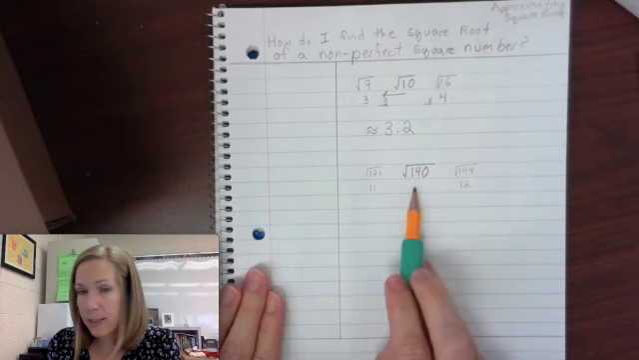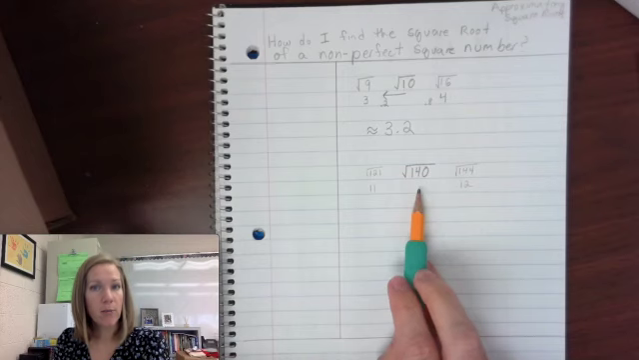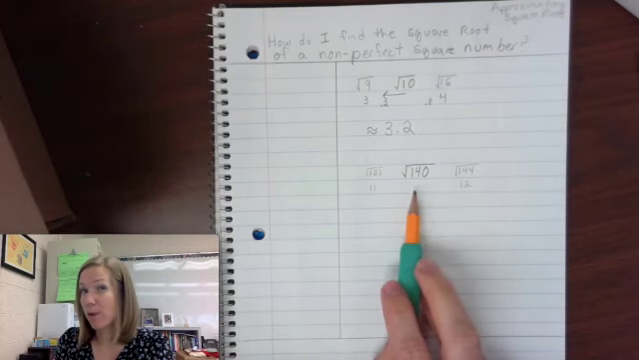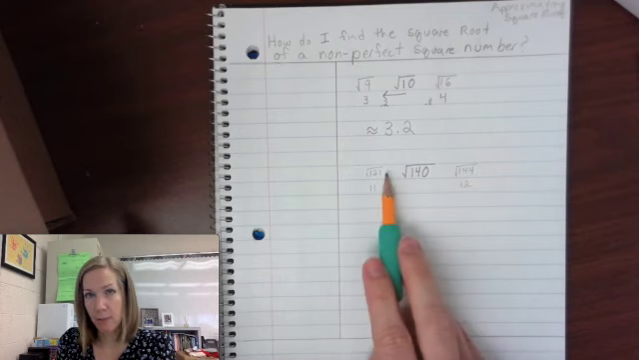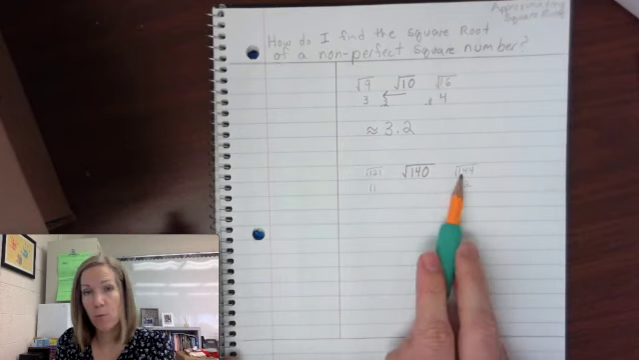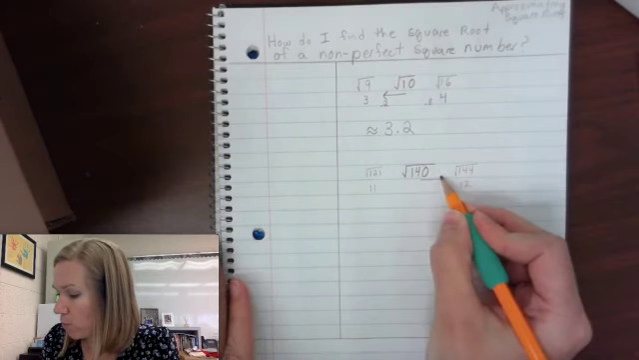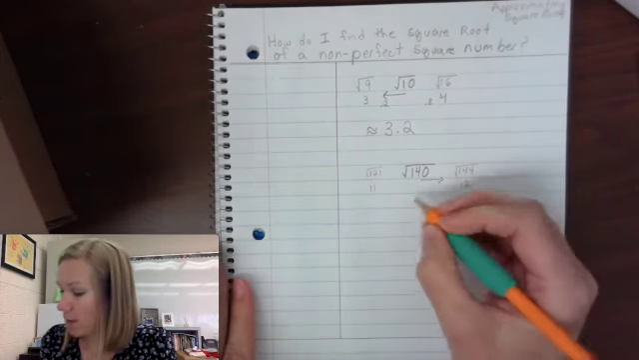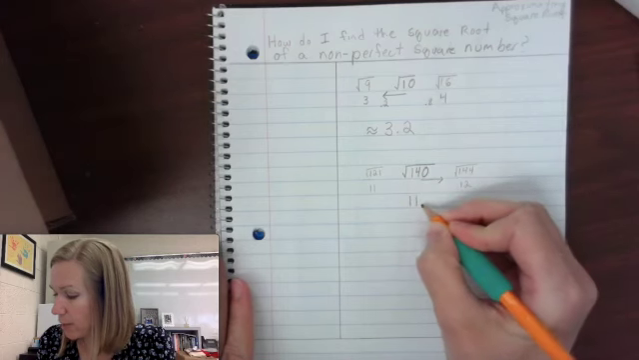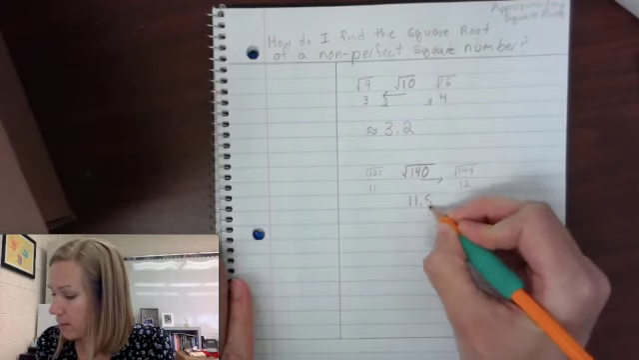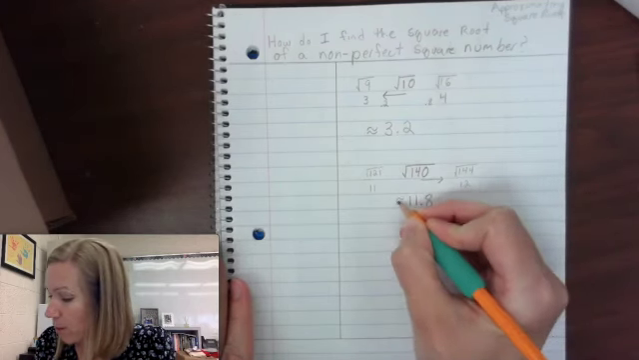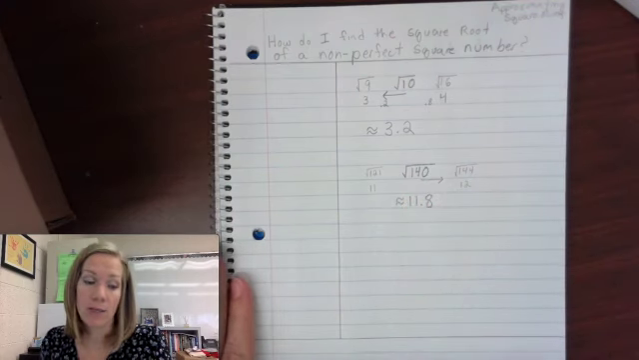Now, if it were directly in the center, we could say, okay, it's probably close to 11.5, but this is not directly in between 121 and 144. It's closer to the 144. So I'm going to say that this is closer to 11.8. Once again, we're approximating, so we have to put the approximation symbol.